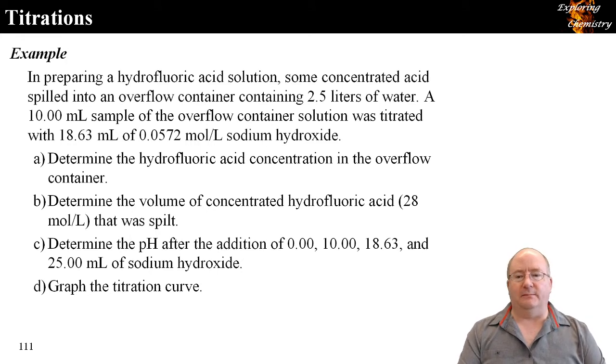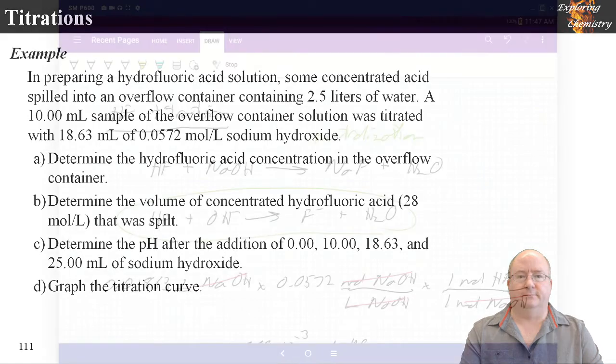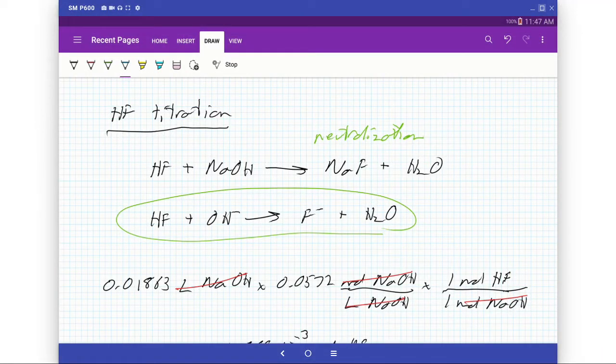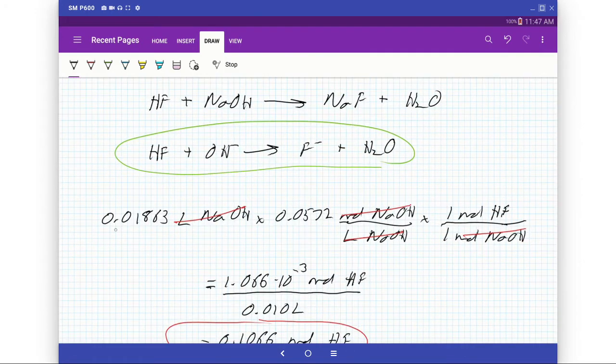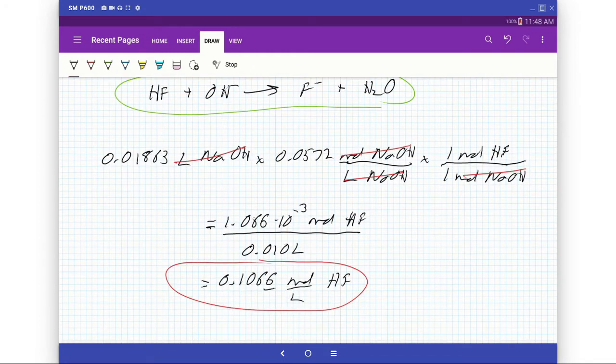Last day, we started this example and we did part A, and now we're going to do parts B, C, and D. So in part A, we determined the hydrofluoric acid concentration in the overflow, and I'm just going to flip over to the document camera where we can go through that and then continue on with B, C, and D. So this is the neutralization reaction associated with HF, and given the 18.63 milliliters of hydroxide needed in the titration, we can determine the number of moles of HF and then calculate the HF concentration in that overflow container. And that is what we did last day.